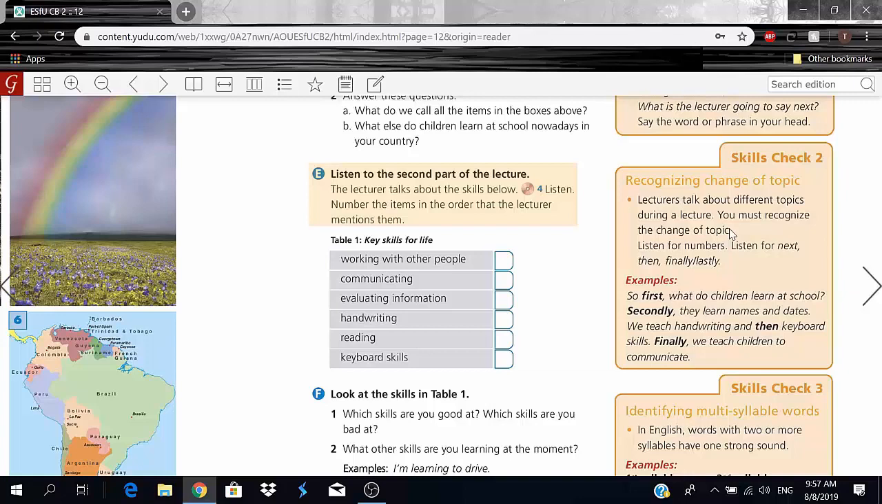So for example, lecturers talk about different topics during the lecture, right? And for you as a student, or a listener, I should say, you gotta recognize that change of topic, because if you don't, you can get lost really easily, right? So that's why I told you guys earlier that you gotta always listen for information, even if it doesn't benefit you, because you don't know when that lecturer is gonna make a switch or go off topic for a second, like I do sometimes personally.